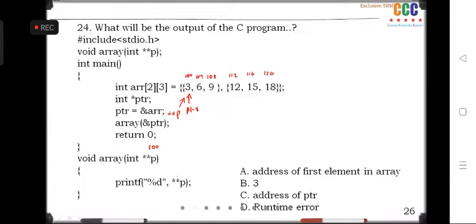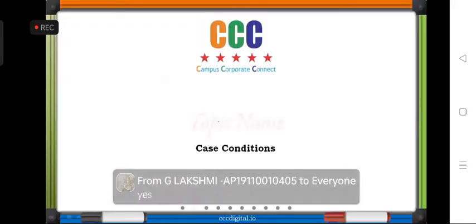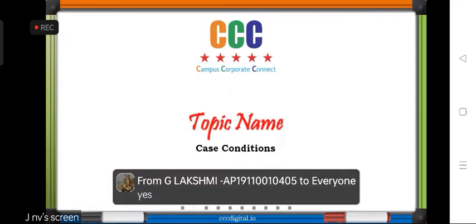Very good. So what are you printing? Value at P. It is 3 only, na? It is 3. Absolutely 3. Yes, my dears, it is 3 only, not A or C. It is the value 3. Okay, is that clear? Fine. Now, we'll look into some case condition related.